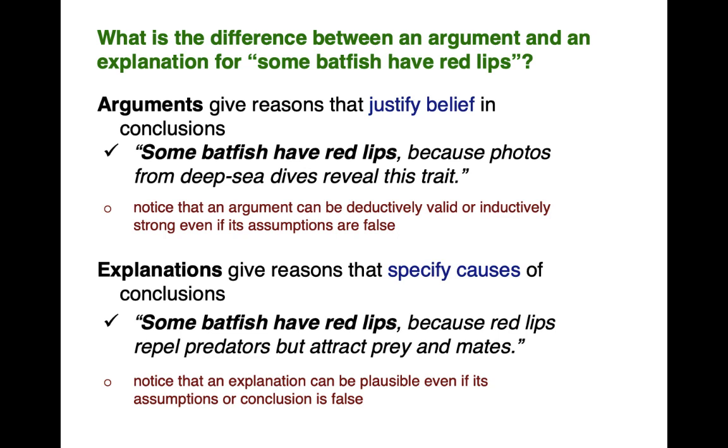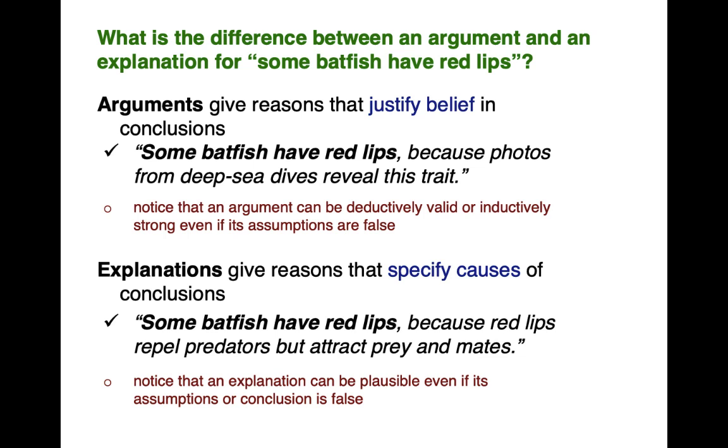What's the difference between an argument and an explanation for some batfish have red lips? Arguments give reasons that justify belief. Explanations give reasons that specify causes. Some batfish have red lips because photos from deep-sea dives reveal this trait. People dive in the ocean and see that fish, look at those red lips. That establishes the fact that they have those red lips. Now, this argument can be deductively valid or inductively strong, even if its assumptions are false. Doesn't matter. The idea is that an argument is supposed to provide proof, justification for belief.